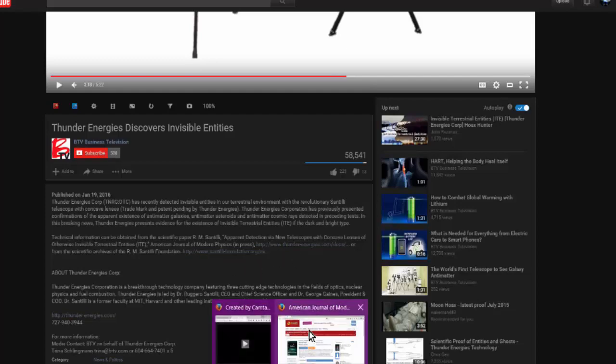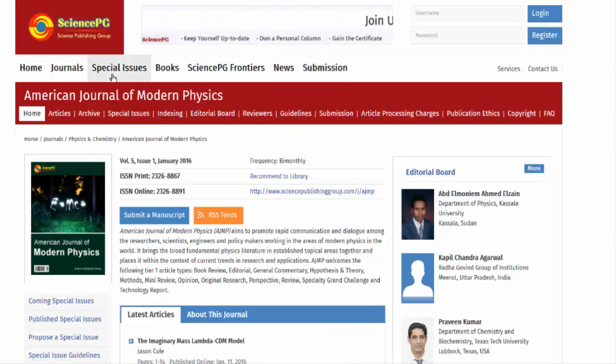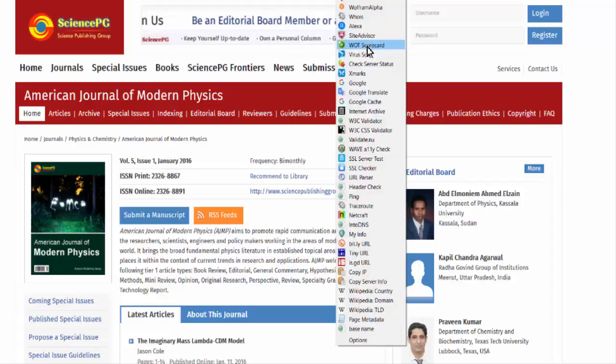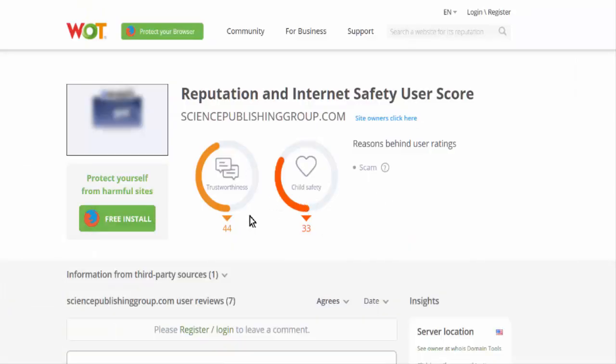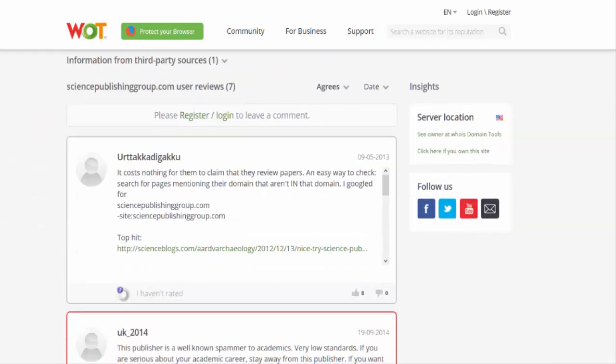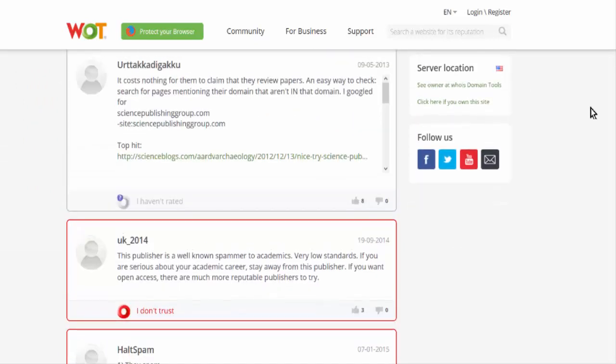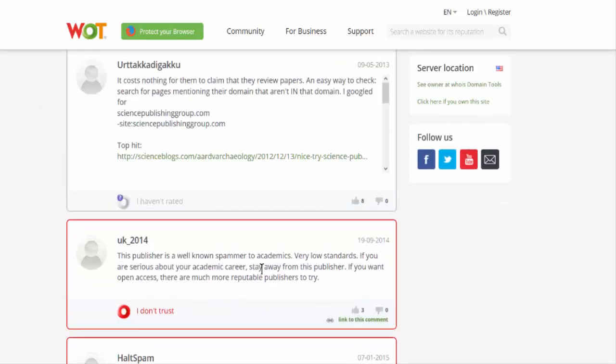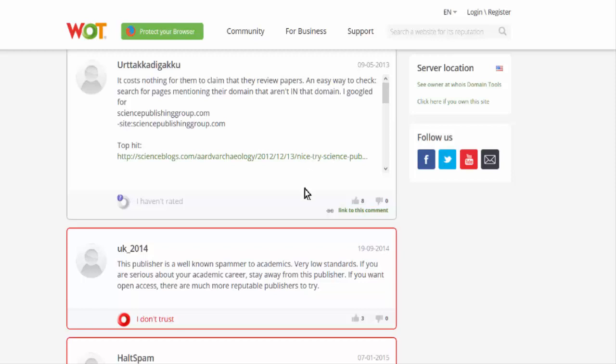You got to source the fucking source, right? This is what happens if you go to American Journal of Modern Physics. This is what you'll see. Now, what's interesting is, let's take a look at their WOT score. It is fucking terrible. That's one of the worst WOT scores I've ever seen in my life. I mean, it's fucking unbelievable. Look at what some of these comments say. This publisher is a well-known spammer to academics. Very low standards. If you are serious about your academic career, stay away from this publisher. If you want open access, there are much more reputable publishers to try.